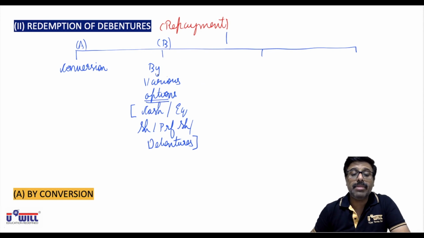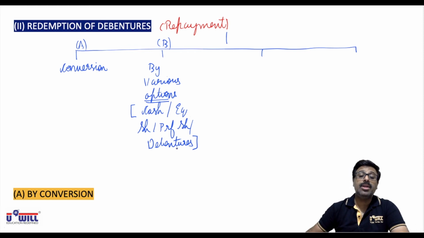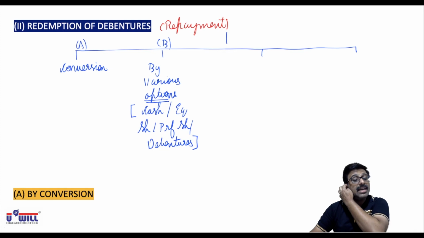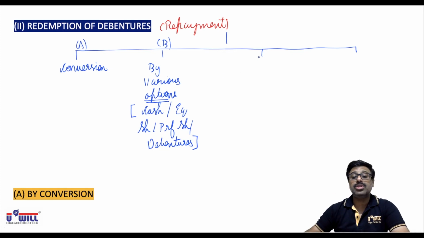So repayment can be done by various modes of payment, either in the form of cash or equity or preference or debentures, and some debenture holders will go for the first option, some for the second, some for the third, and some for the fourth. So the second type of redemption is by various options.